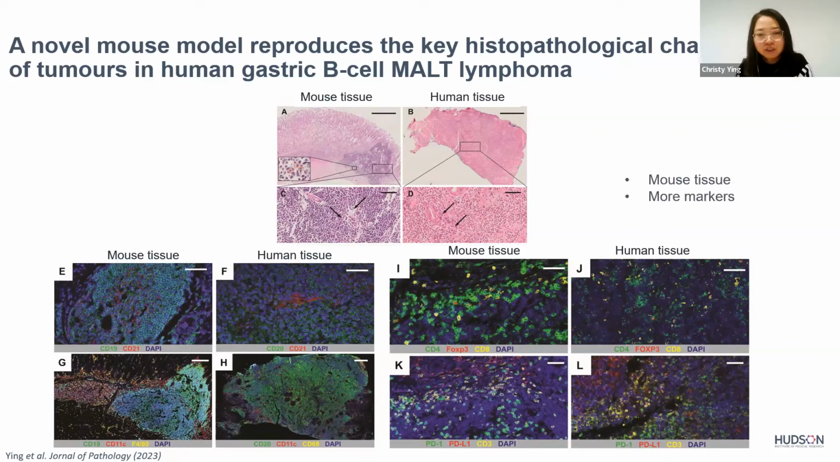So again, I just quickly summarize. This technology could now be applied in mouse tissues, and we could use more markers. Although it needs a bit of optimization, we are now using more and more markers to put them together.